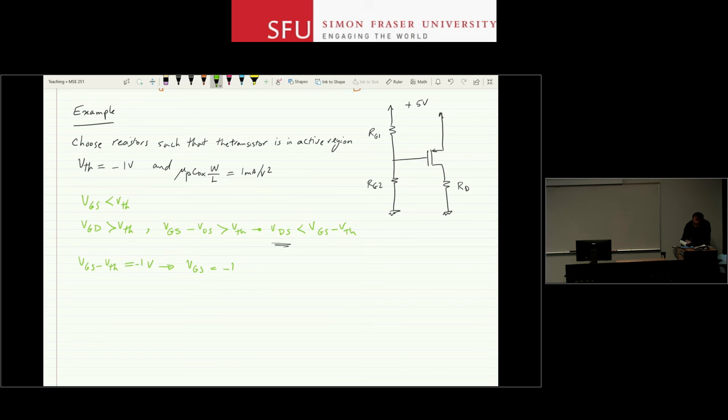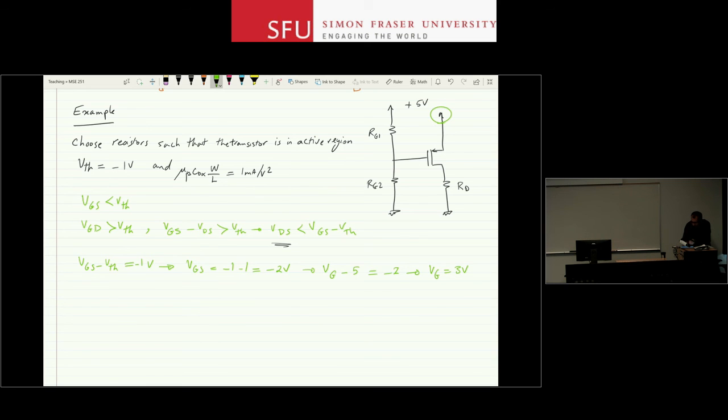And then right away I get a VGS. VTH is minus 1, so minus 1 on the left side, bring it to the right side, it becomes minus 1 again, so VGS is minus 2. And I know the source voltage: it's 5, directly connected to the positive supply. So VG minus 5 is minus 2. Therefore, VG is 3 volts.